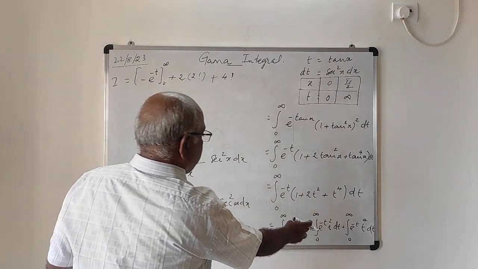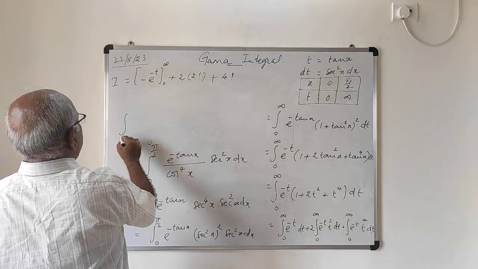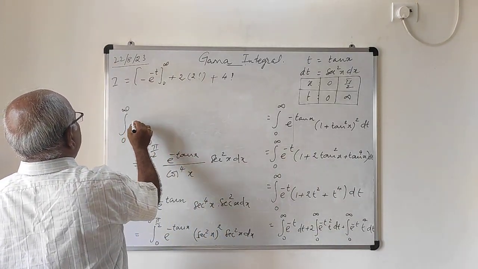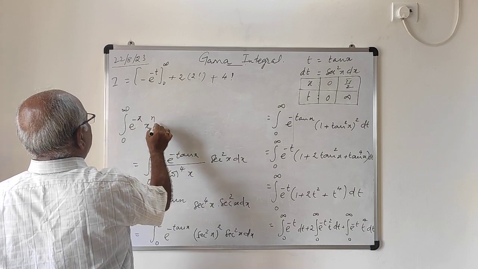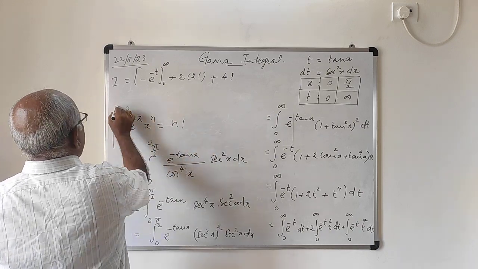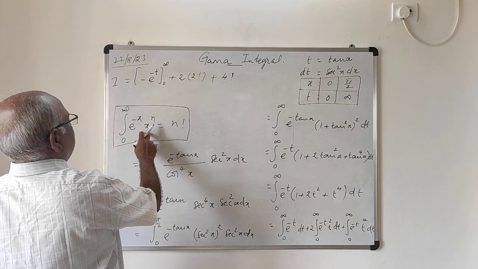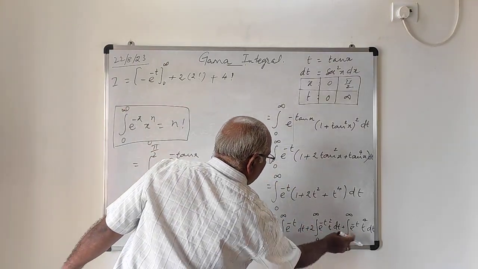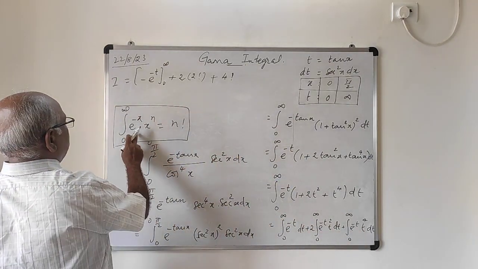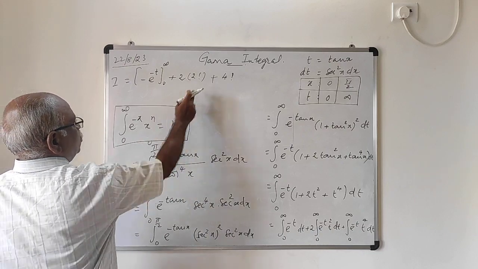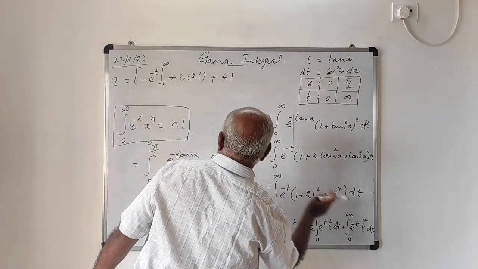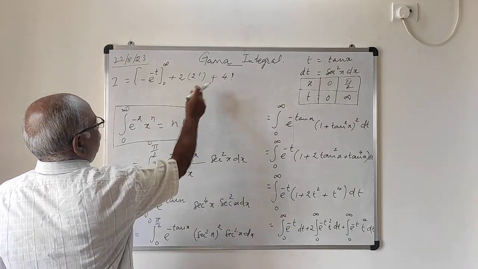The idea behind this is that integral 0 to infinity e power minus x into x power n is n factorial. Using this idea, I am evaluating these two integrals. E power minus t into t square is 2 factorial, and e power minus t into t power 4 is 4 factorial.